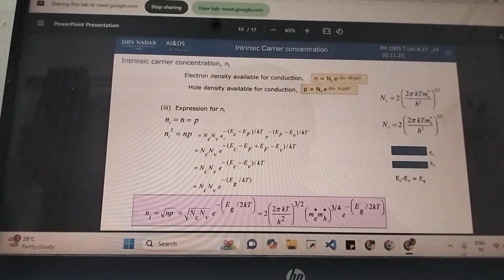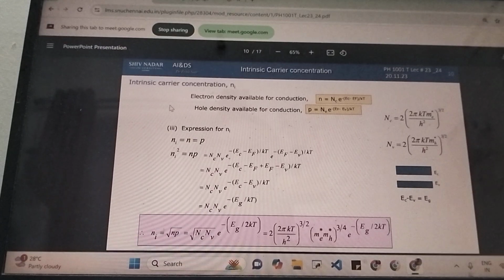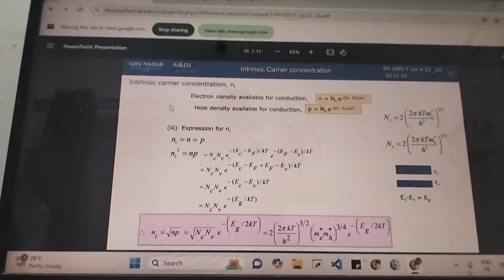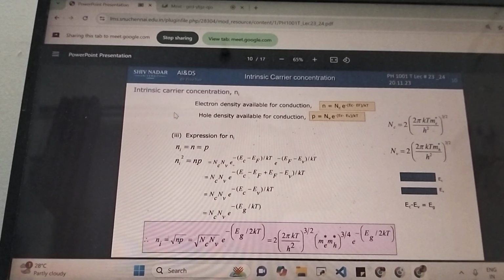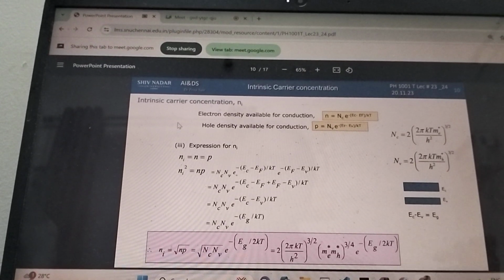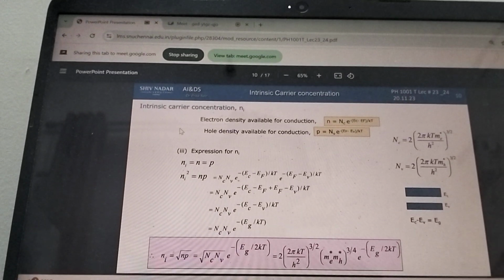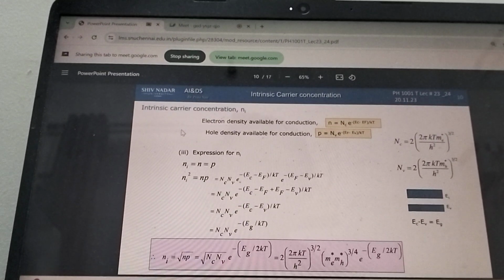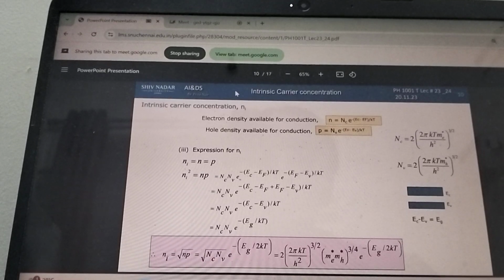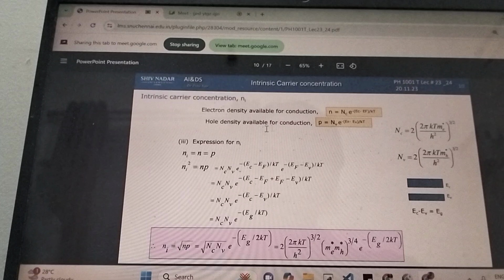So one last derivation, very simple derivation. Now, intrinsic carrier concentration. An intrinsic semiconductor is one where you are not applying any doping. You're not creating any kind of impurity in order to increase the conductivity. It is just a pure semiconductor. So for a pure semiconductor, this is the electron density we saw, this is the hole density we saw.